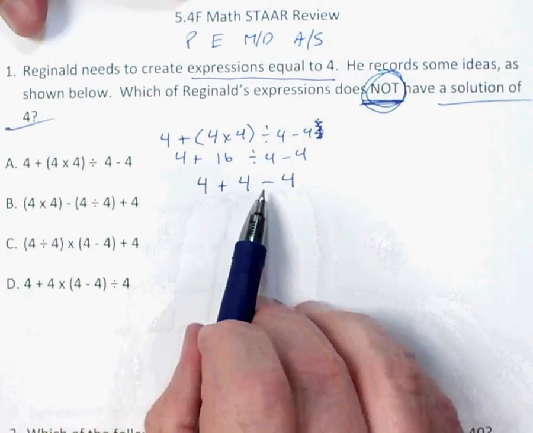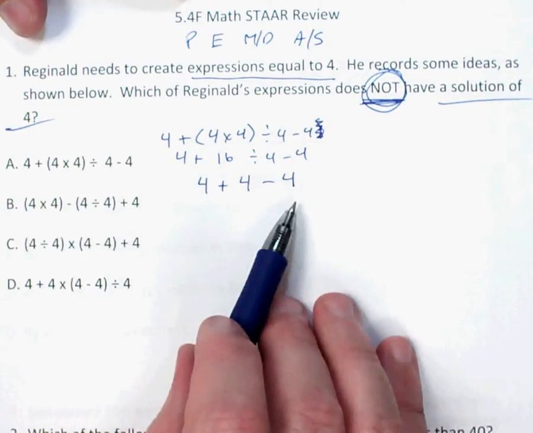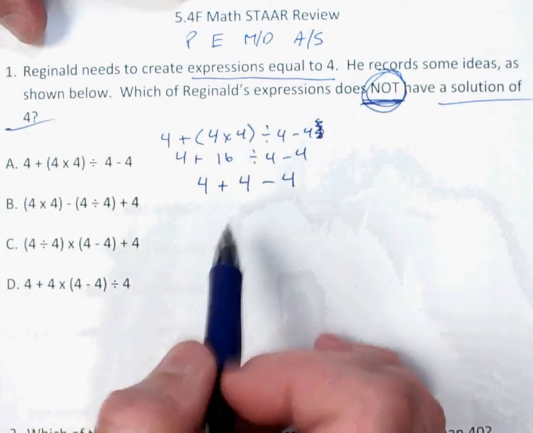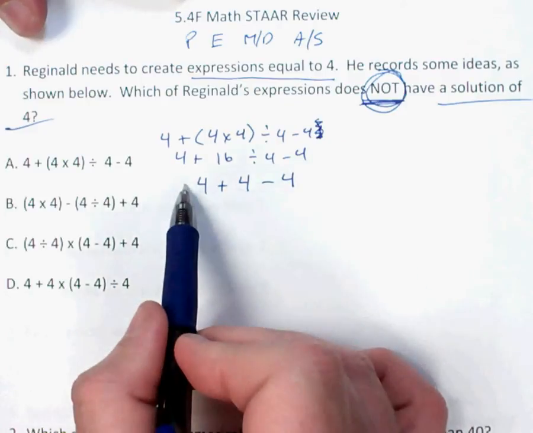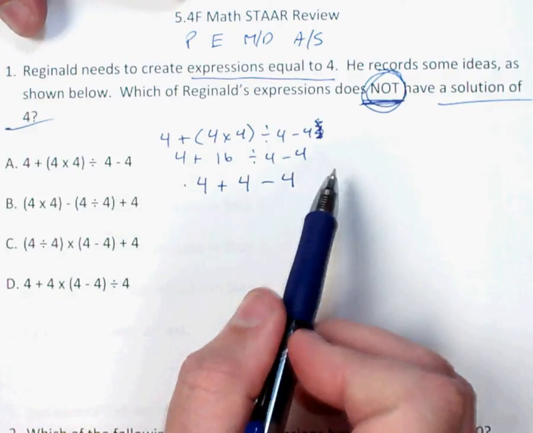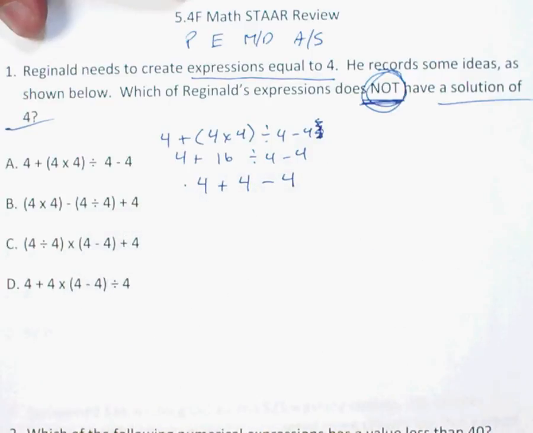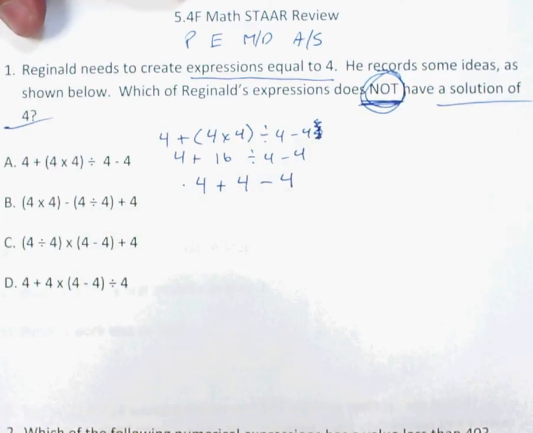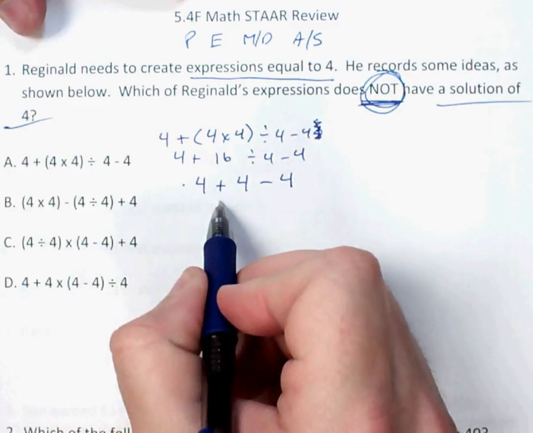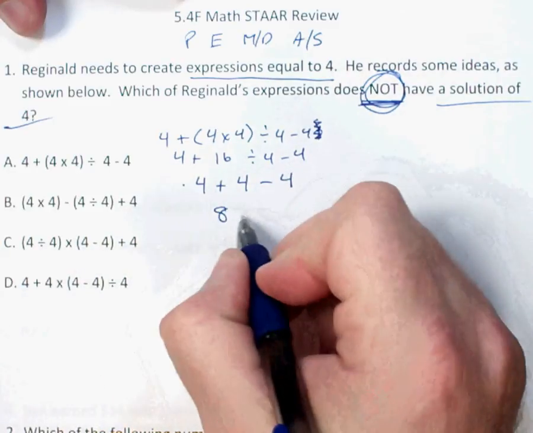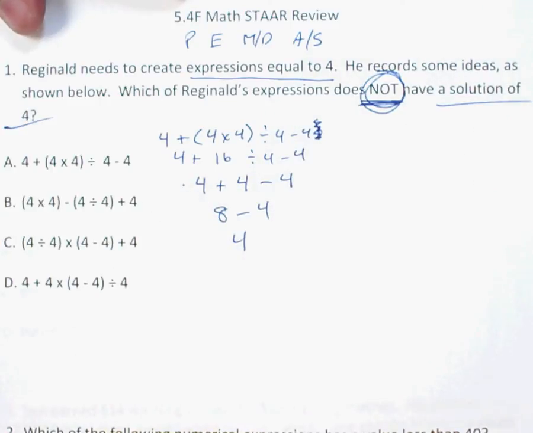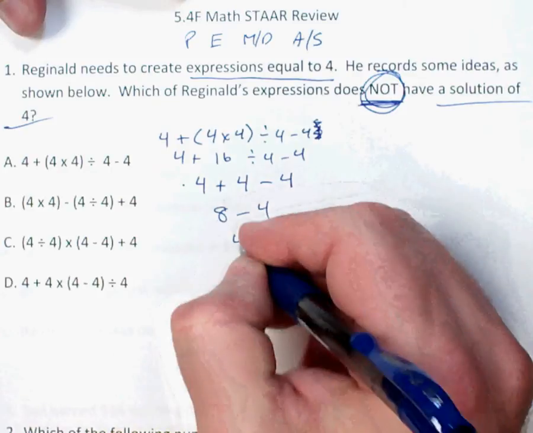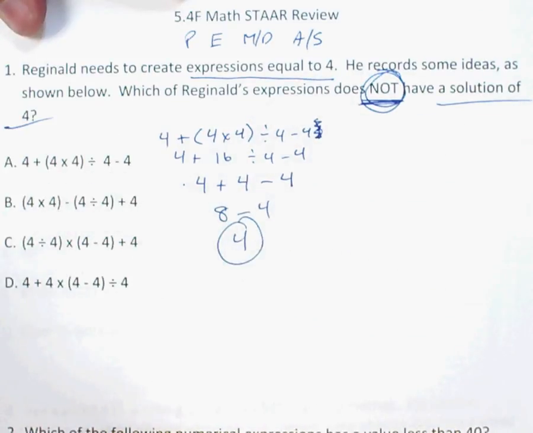Come back through: no parentheses, no exponents, no multiplication, no division, so now I'm at addition and subtraction. When I have to choose between addition and subtraction, I'm always going to start at the left and work to the right. Left first and right second. So the first operation on the left is 4 plus 4, which gives me 8. 8 minus 4 gives me 4, and there's my final answer. So letter A checks out. It does have a solution of 4, so it's not going to be my correct answer.